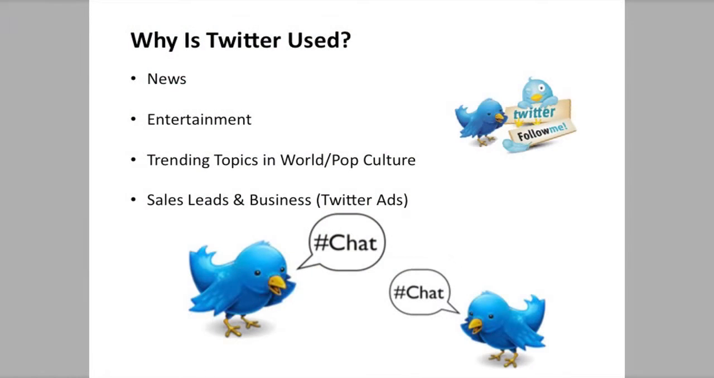So why is Twitter used? Twitter is used for some simple areas. It's pushing out information about news, entertainment, trending topics that have to do with the world and pop culture, sales leads and business using Twitter ads. So for me in particular, I might be looking to push information about PRC that's going on and inviting people to come and learn about Twitter. So I might do hashtag Twitter, hashtag Tech Tuesday, hashtag People's RC to get people to know more about Twitter and Tech Tuesday and People's Resource Center.